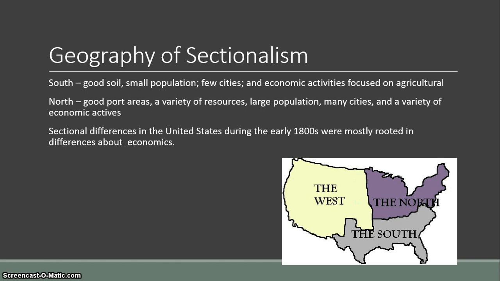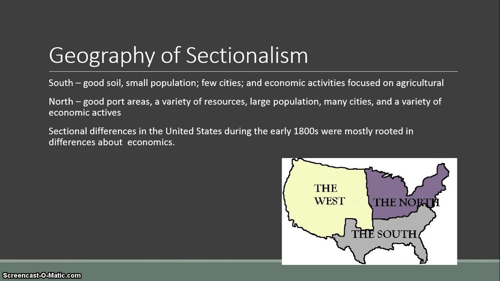Now the North, on the other hand, has really, really good ports and tons of different natural resources. Because of that, a lot of immigrants came into the North to help retrieve those resources and turn them into raw materials, or I'm sorry, into finished products. The reason for that is they had good ports. They were able to quickly move the goods from the North to wherever they wanted. They could ship it down to the South, ship it to Europe, ship it to South America.